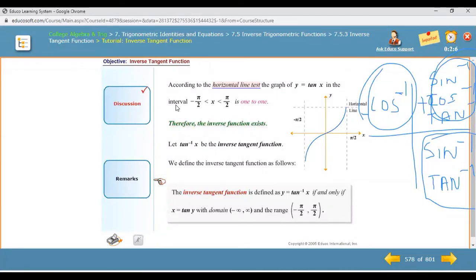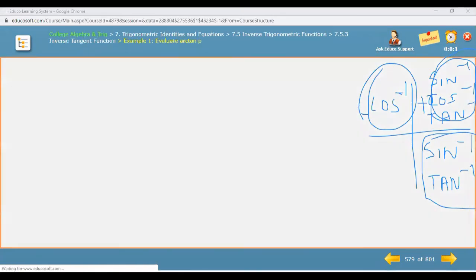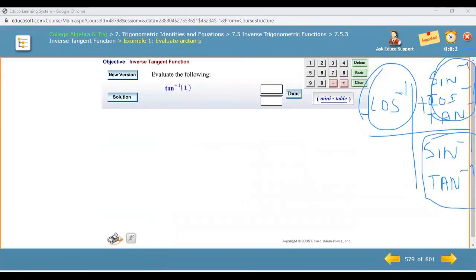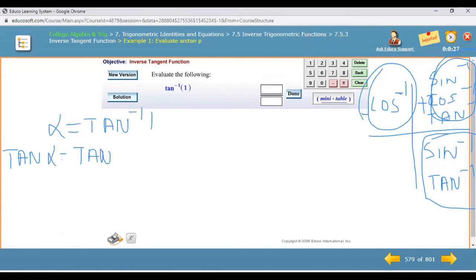Okay, same way, if we look at the questions based on tangent, simply if we check this, tangent inverse 1. So I'll say alpha equals tangent inverse 1. All right, I'll operate tangent on both sides. Tangent alpha is the tangent of tangent inverse 1. They neutralize the effect, tangent and tangent inverse.